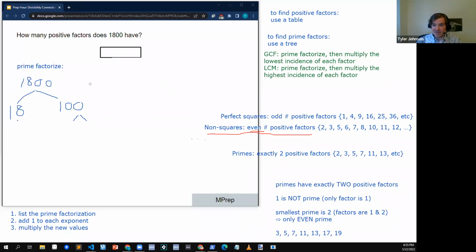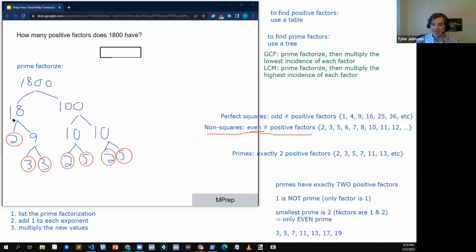First thing to do here, prime factorize 1800. It's a big number, but we can split it into smaller ones, 18 times 100, right? And then just keep prime factorizing using the tree from there. And we should get that 1800 is equal to 2 cubed times 3 squared times 5 squared.